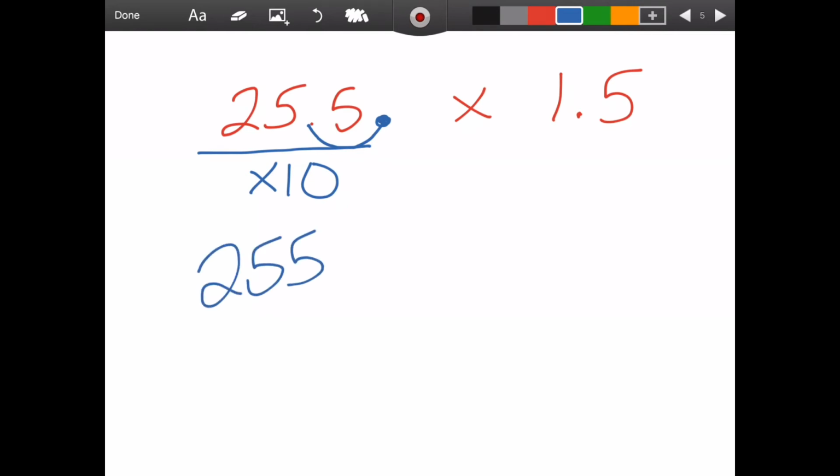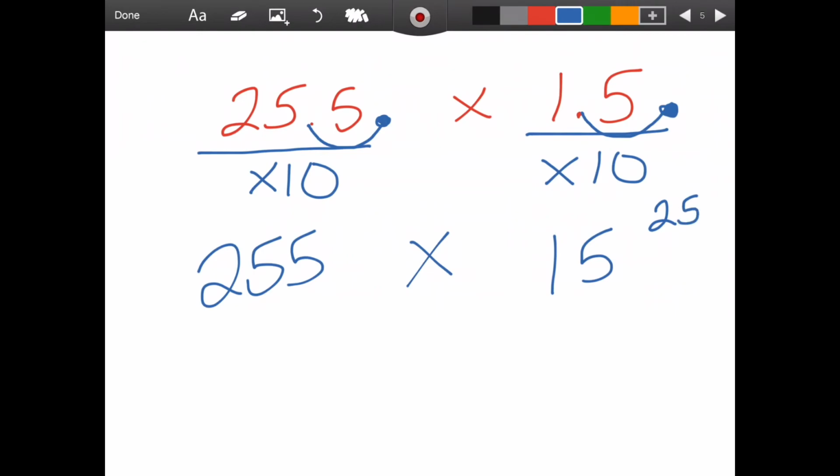255. Now this one's a little bit different because the second number over here also has a decimal. So since it has a decimal, I'm actually going to do the exact same thing. I'm going to move this decimal also over 1 time. So it's over here now. And if I move this decimal over, I'm also going to multiply this by 10, which would give me 15. Now notice I now have 2 whole numbers. I have 255 times 15. So I'm going to go over here to the side, and I'm going to multiply 255 times 15.